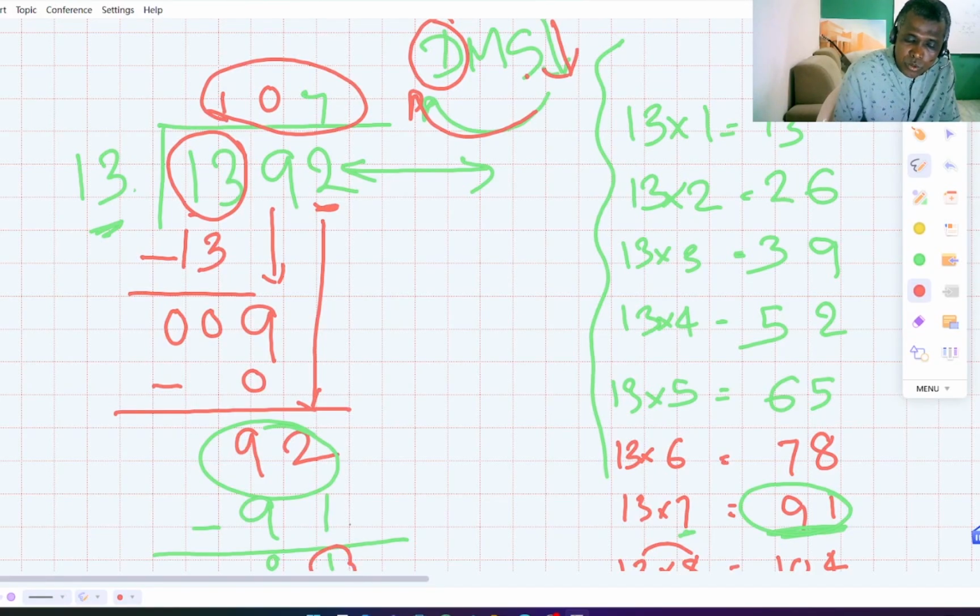So what is the answer now? The quotient is 107. What's the remainder? The remainder is 1. So we are writing here: the answer is 107, R equals 1. This is the way.